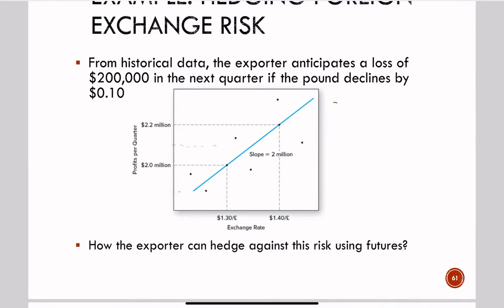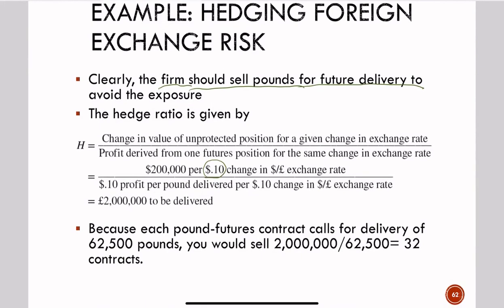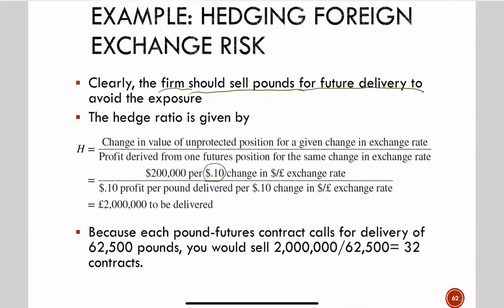And you can see that if there is a $0.1 change in this exchange rate, then you will lose $20,000, right? And then if there is a $0.1 change in this exchange rate, then for your short futures position, you will earn $0.1, right? So now you will have an idea of this hedge ratio.